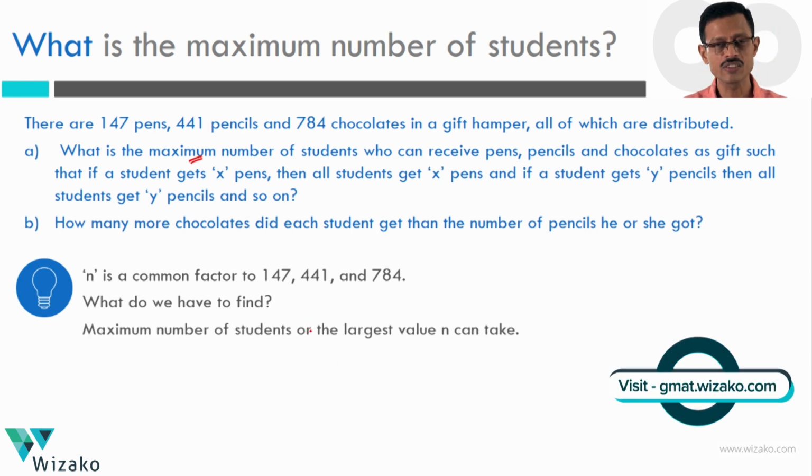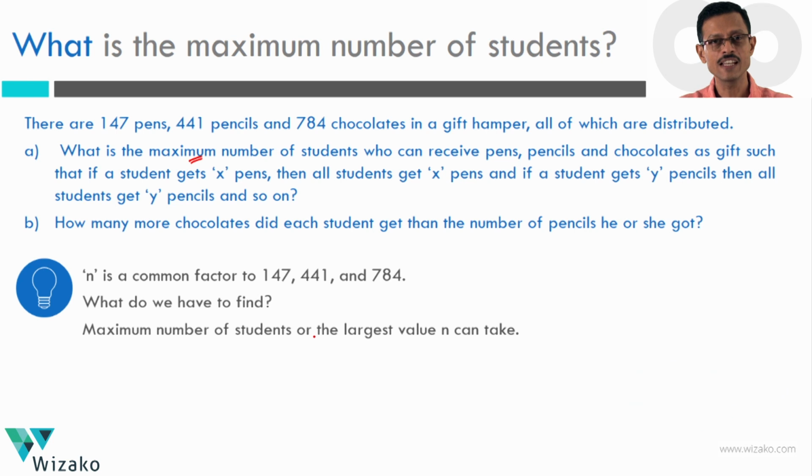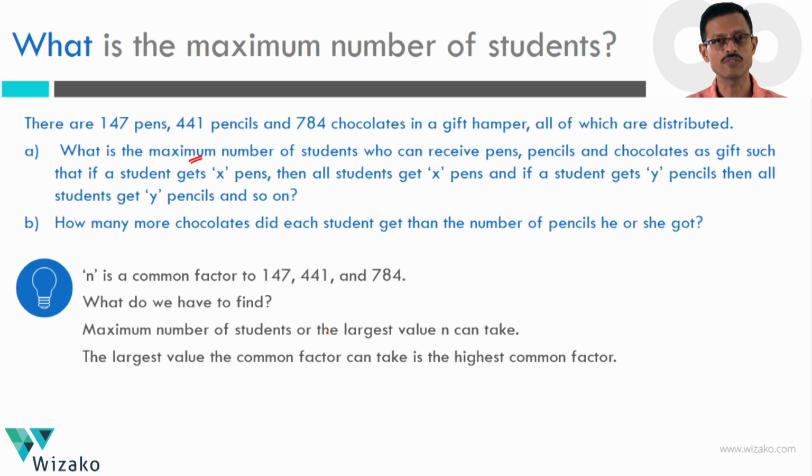So what we are actually trying to find out is, n being a common factor, what is the maximum value it can take? How large can it get? The largest value that the common factor can take is what is going to be the answer to our question. The largest value the common factor can take is nothing but the HCF. So the answer to our question is actually nothing but the HCF of 147, 441, and 784. Once you've realized this, things are straight mechanics, right?